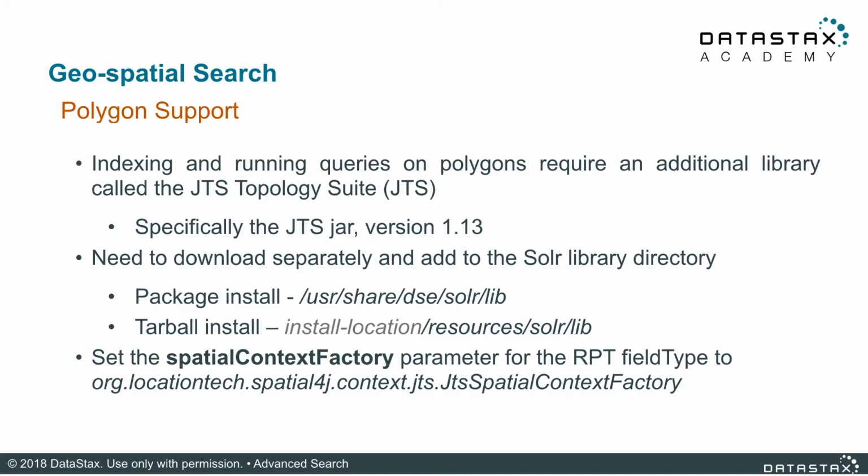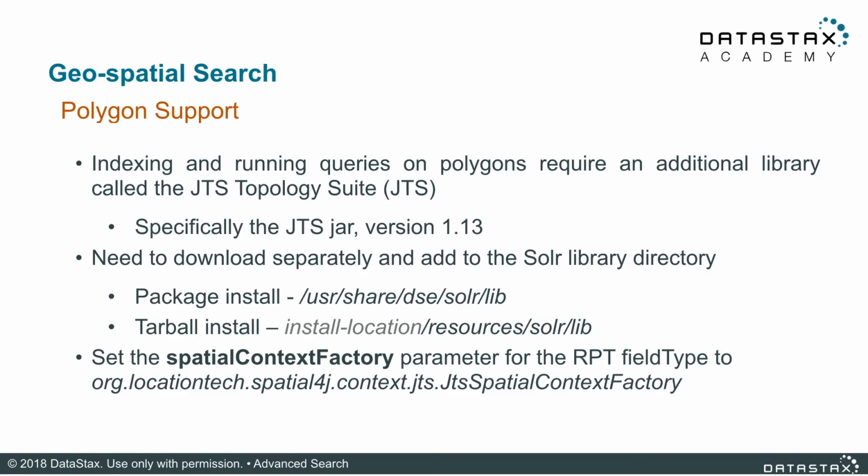Enter the JTS Topology Suite library, a Java library used for creating and manipulating vector geometry, which we'll need to be able to index and search on polygon data. This is a jar file that will need to be downloaded and installed in the Solr library directory, which exists somewhere in your DSE installation. For package installs, that would be /usr/share/dsc/solr/lib, and for a tarball installation, the relative path would be resources/solr/lib. Note that for DSE 6, version 1.13 of the JTS jar is required. After installation, you should also restart DataStax Enterprise so that the jar can be included in the class path.